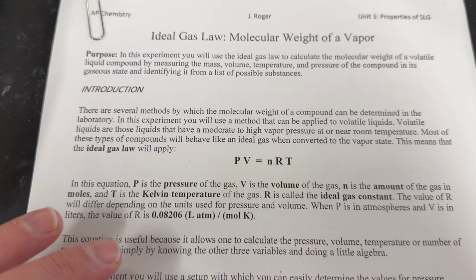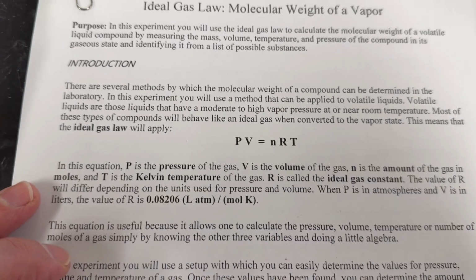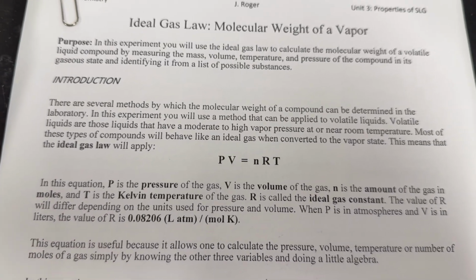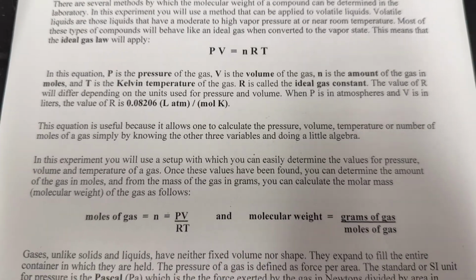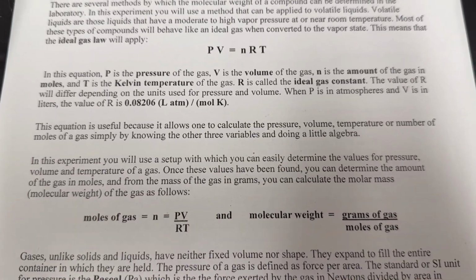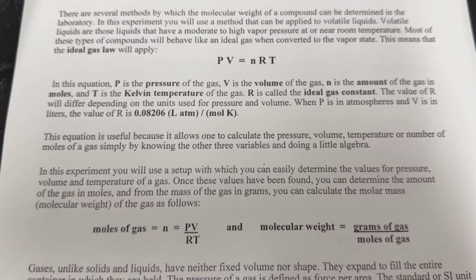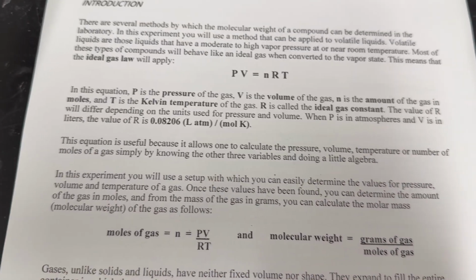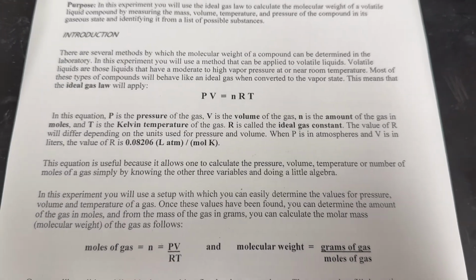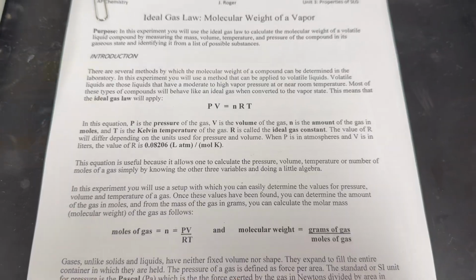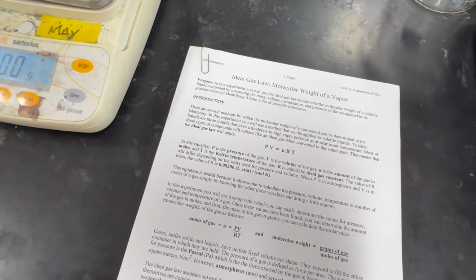To do that, we will simply use the ideal gas law equation. We're going to solve for the number of moles. And once we have that, we will be able to find the molar mass of the unknown because we will calculate the grams of vapor that was in the flask. So let's begin.